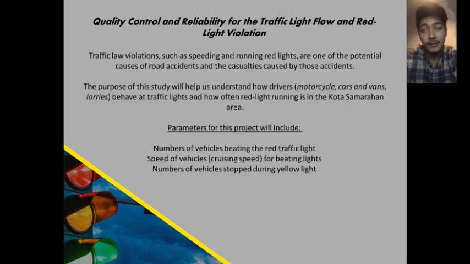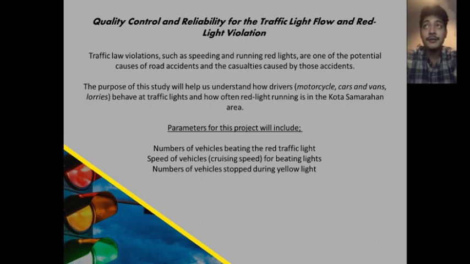So this project can be defined as quality control and reliability for the traffic light and red light violations. As we all know, traffic light violations such as speeding or beating red lights are one of the potential causes of road accidents and casualties caused by those accidents. Therefore, the purpose of this study is to help us understand how drivers, which includes cars and vans, motorcycles and lorries, behave at traffic lights and how often these vehicles run the red lights, basically in Kota Samarahan area.